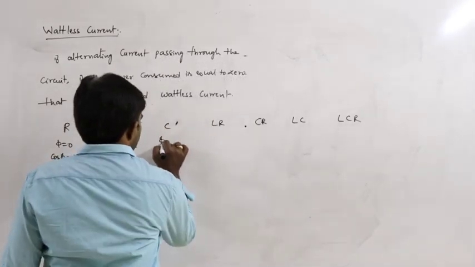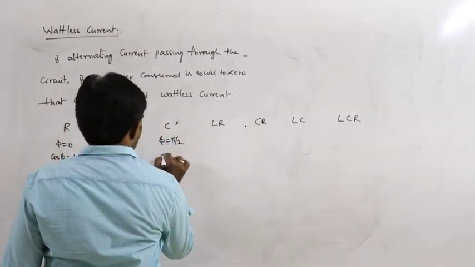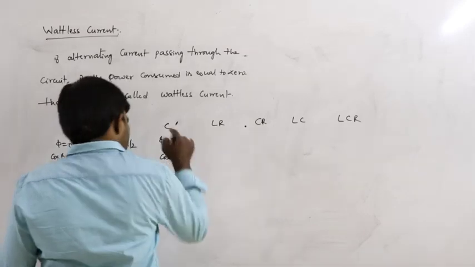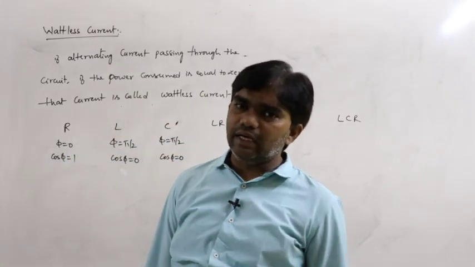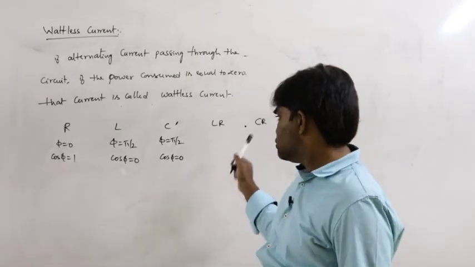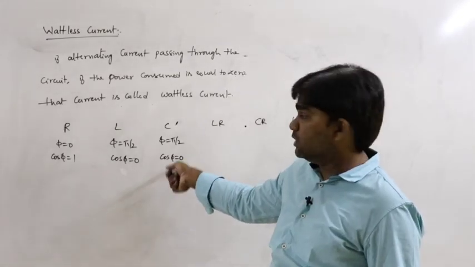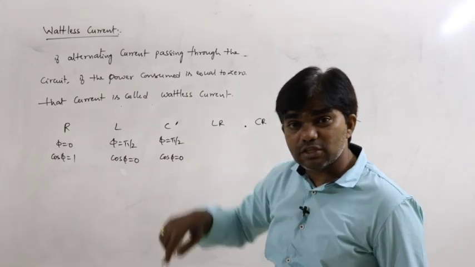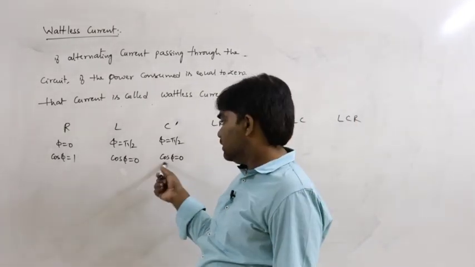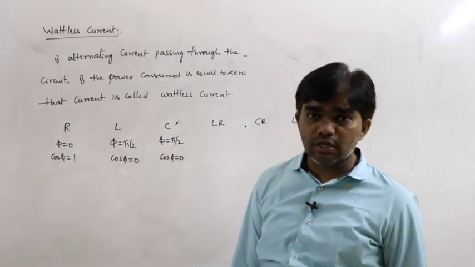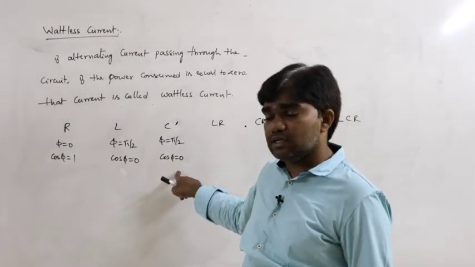Next, in case of pure capacitor, phi is equal to pi by 2 and cos phi is equal to 0. Here also the phase difference between the EMF and current is 90 degrees. So that's why power factor equals 0, power consumed equals 0. So when alternating current passes through the pure capacitor, here also the power consumed is equal to 0. Here it is also wattless current.